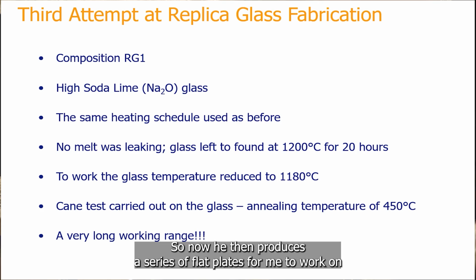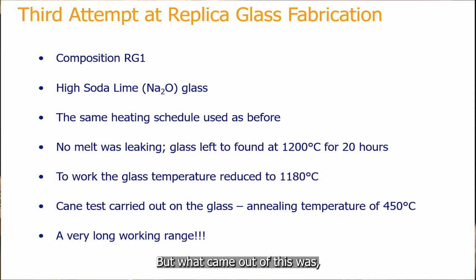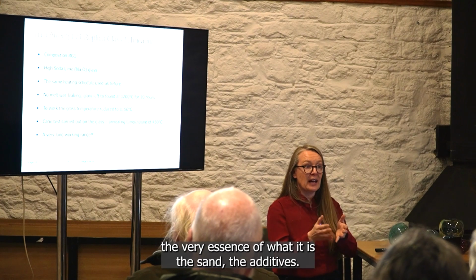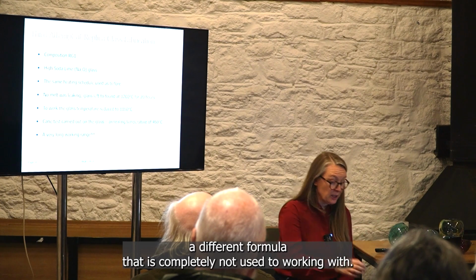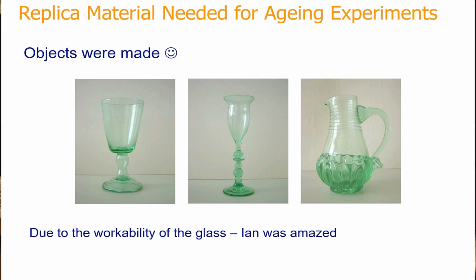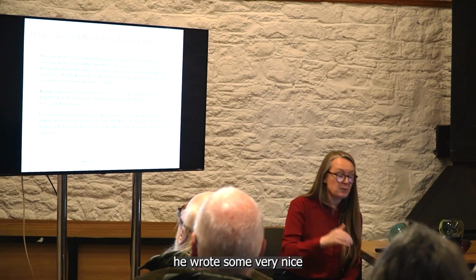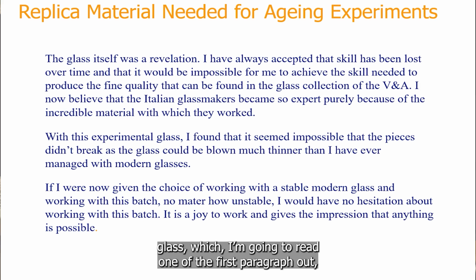He then produces a series of flat plates for me to work on and put into aging cabinets to do the corrosion experiments. But what came out of this was Ian's experience of working with a glass that has been made from the very essence of what it is, the sand, the additives, a different formula that he was completely not used to working with. So these are the very quick objects that he made, and he was absolutely astounded by the workability of the glass.